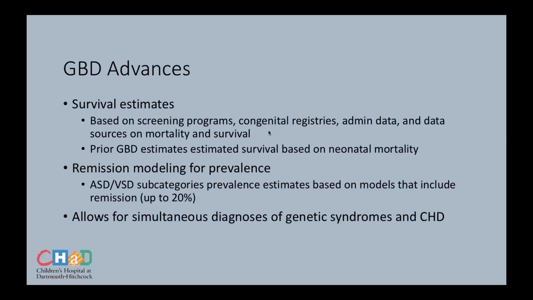The remission modeling I mentioned was added just within the last 5 years as well. It does allow for natural remission of certain lesions, as I mentioned before. And then third, as we all are aware, there are many CHD lesions that are associated with genetic syndromes, and prior iterations of GBD did not allow for simultaneous diagnosis of a genetic syndrome and CHD. It only had prevalence counted for one of those, so now it allows for both. So that's also a huge improvement. A patient with trisomy 21 also with a canal defect would be counted for both.